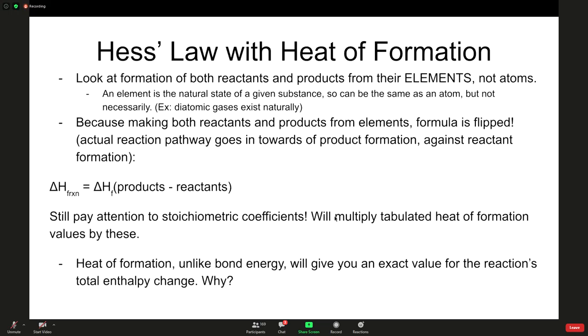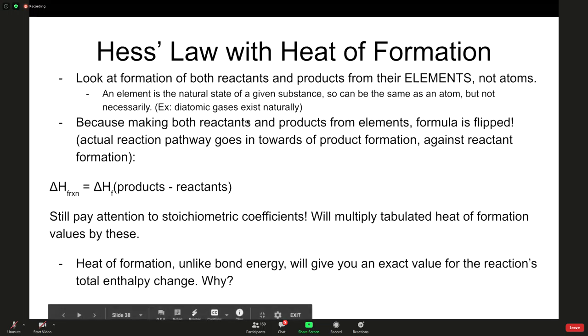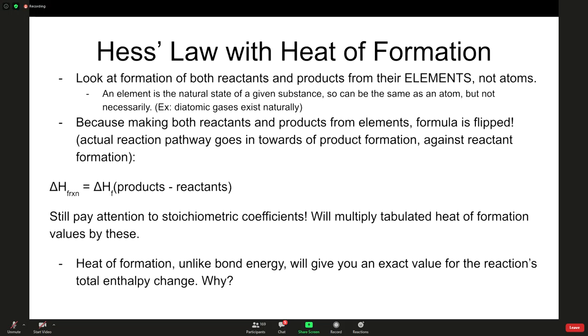So still pay attention to stoichiometric coefficients, though. Those are important. You just don't have to worry about the Lewis structures and that stuff. And another plus is that you will get the exact enthalpy change of the reaction, because the heat of formation from its component elements will not vary with this, because you're trying to form the whole molecule. So it's not going to vary with the surrounding, like different parts of the molecule in different ways. It's not an average of bonds or anything. It's the energy of different reactions.